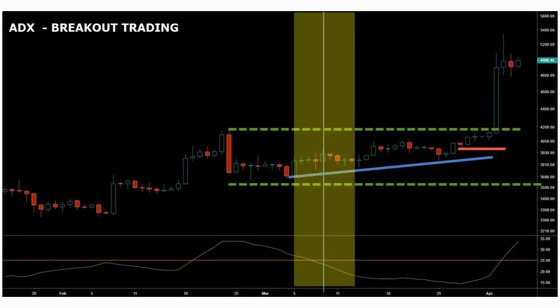So let's talk about breakout trades first. Heading back to the Bitcoin chart here, I used a vertical line to show where the ADX has fallen below the trending cutoff point.